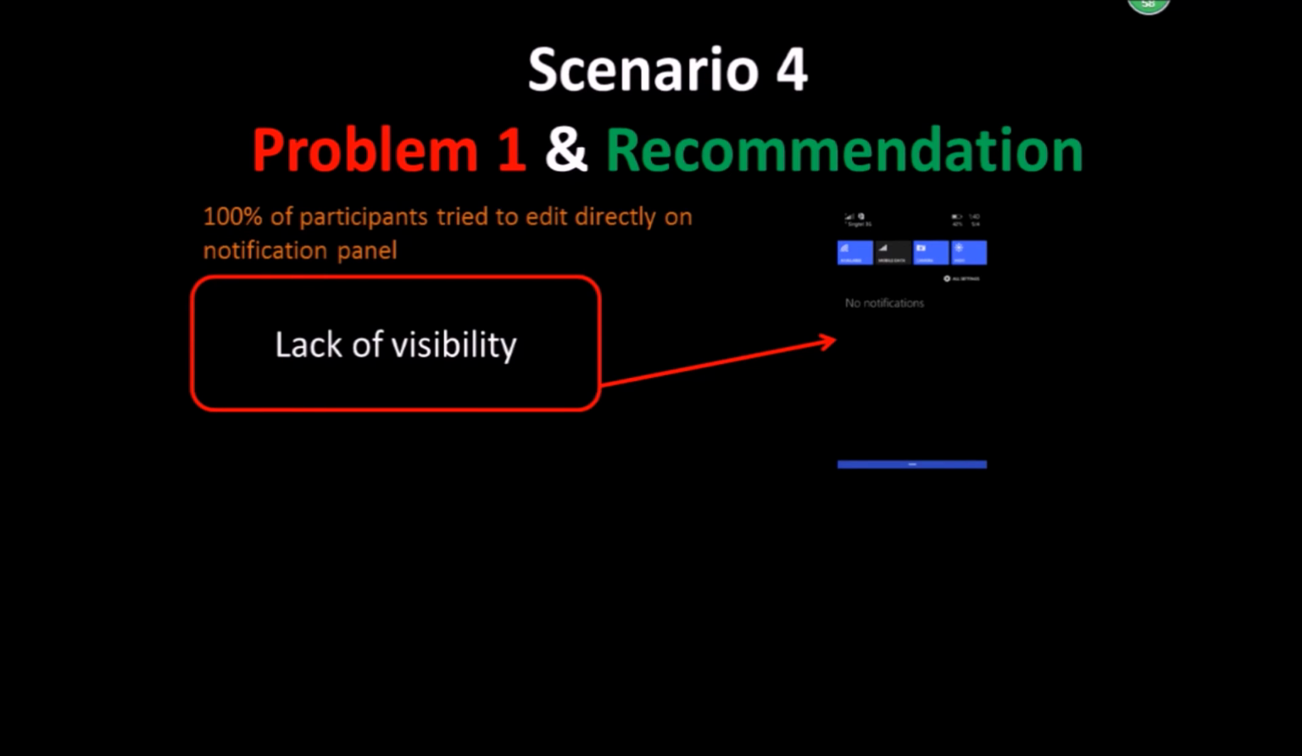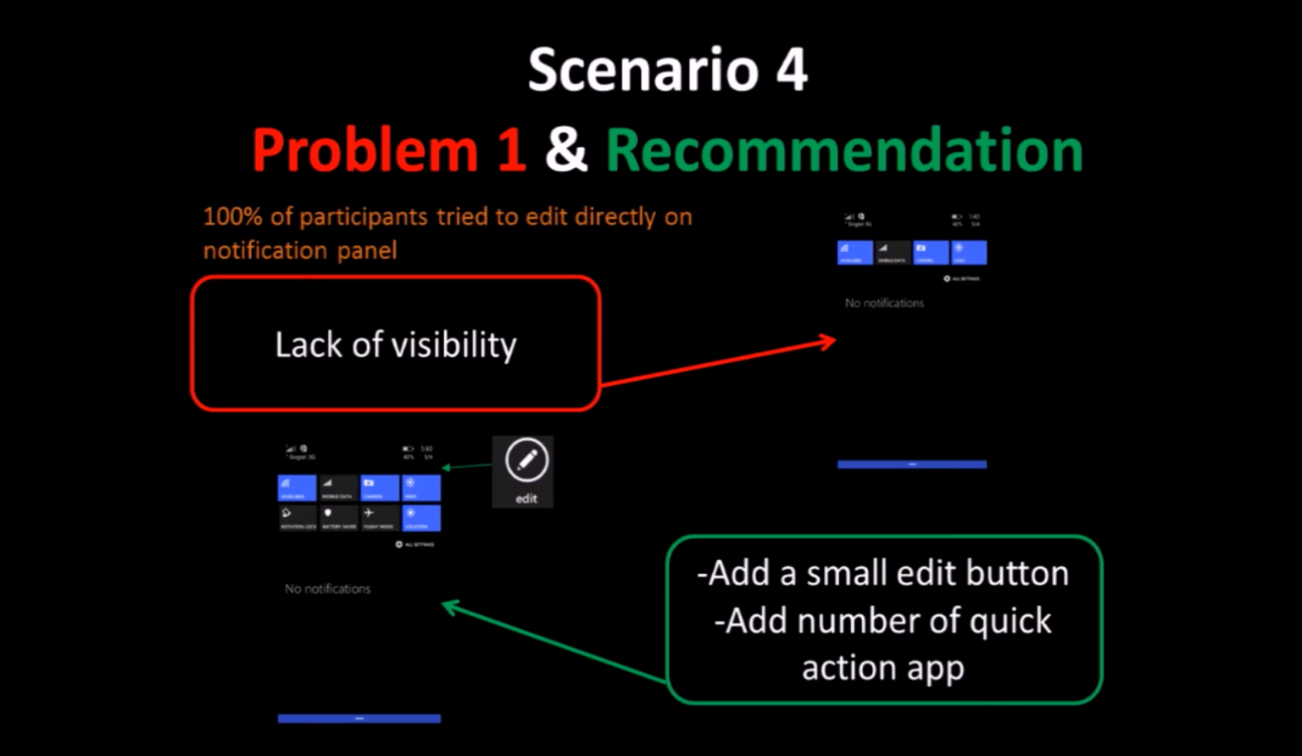All participants tried to edit the notification panel directly but failed. It shows that the notification panel edit function lacks visibility. So we suggest that adding a small edit button on the notification panel can increase the efficiency of managing the panel. Besides, according to feedback from participants, we also suggest that the number of applications on the notification panel be increased so that more applications can be accessed from it.